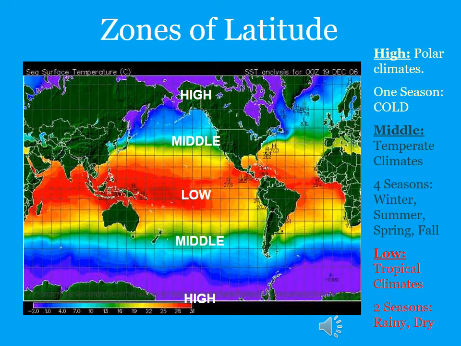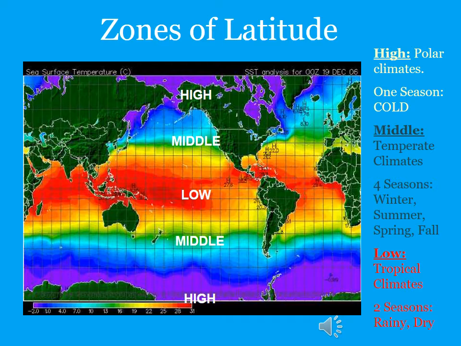Okay, so we talk about the zones of latitude here. If you notice, we have three zones of latitude: the low latitudes, middle latitudes, and the high latitudes. The low latitudes are at the equator, within the tropics. This is where it's very hot, very rainy, or very dry, and you only have two seasons, the rainy season or the dry season.